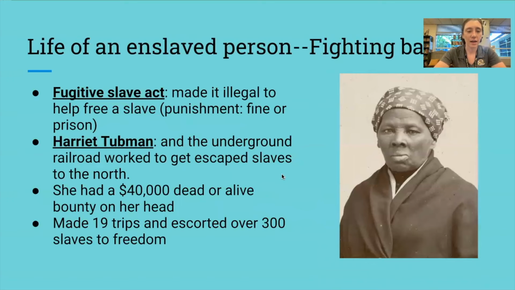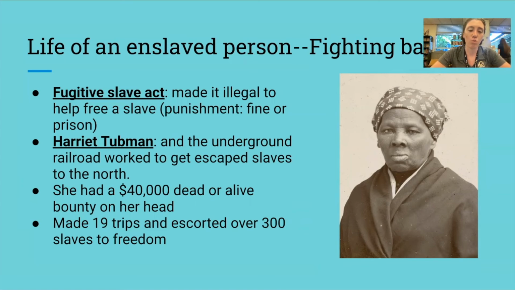And then the last slide for today is talking about people that were helping enslaved people. So the Fugitive Slave Act made it illegal to help free a slave. So people that were helping enslaved people gain their freedom, the Fugitive Slave Act is outlawing that process, okay? So that could be as simple as making them pay a fine to imprisonment to death also.